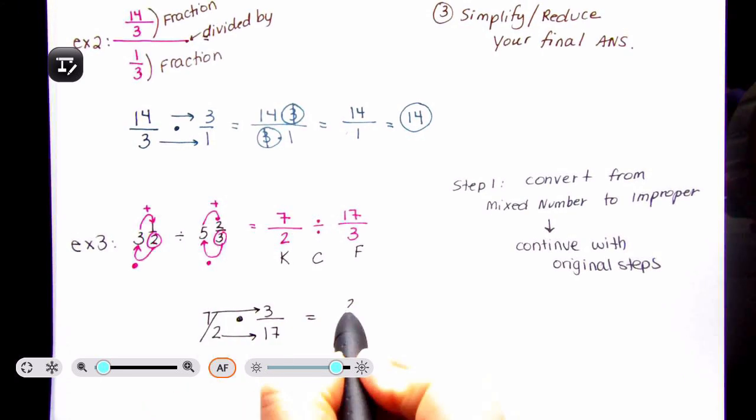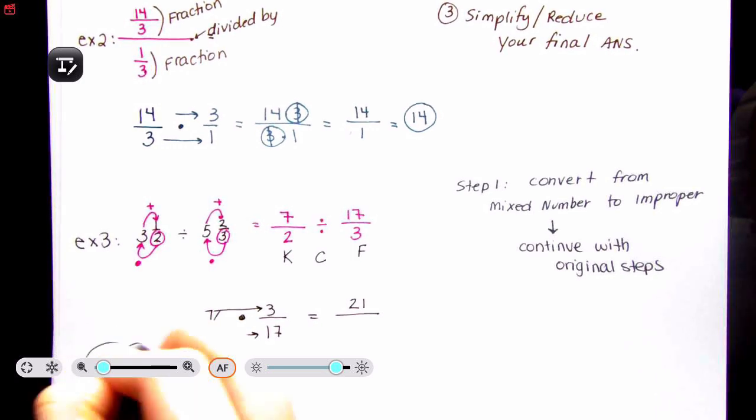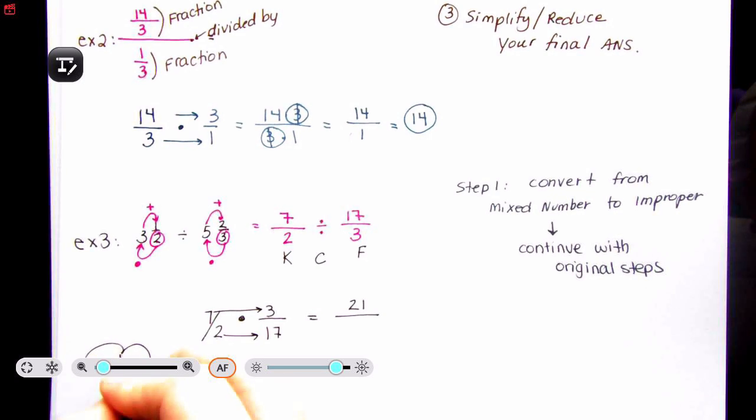7 times 3 is 21. 2 times 17, I honestly don't know what that is, but 17 plus 17 I can do. Here's my thinking bubble. 7 plus 7, that's 14. 1, 2, 3, so I have 34.